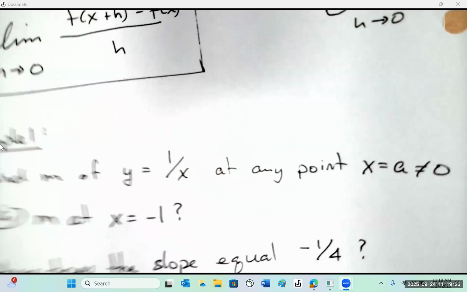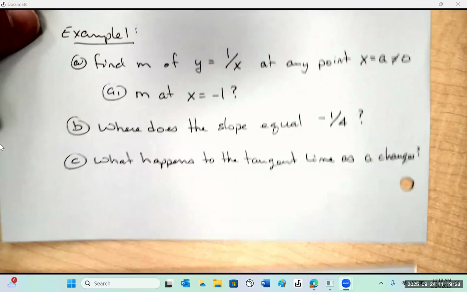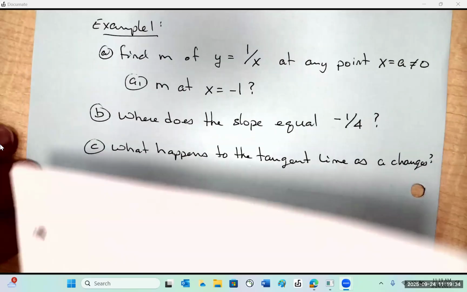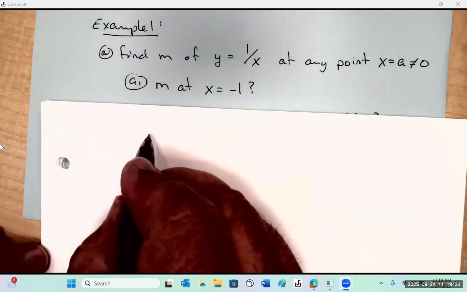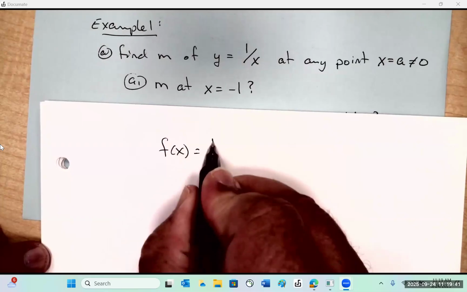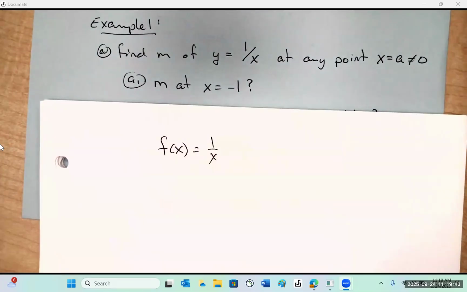All right. So let's begin. F of x is equal to 1 over x. We're asked to find the slope.